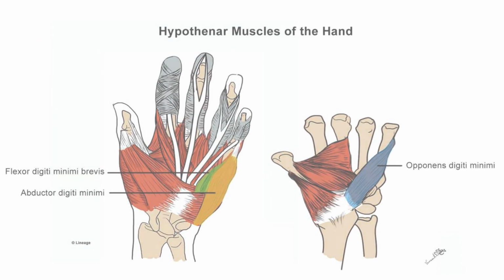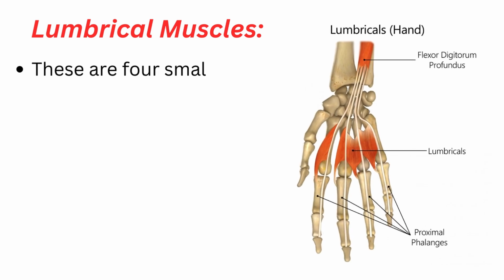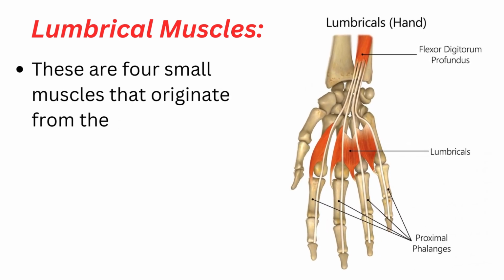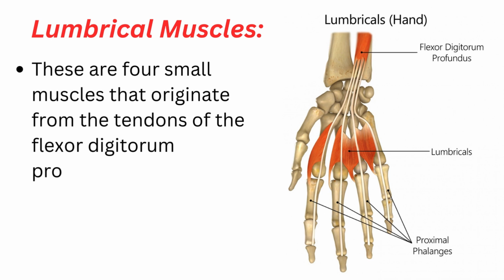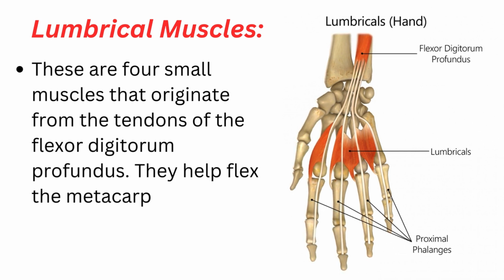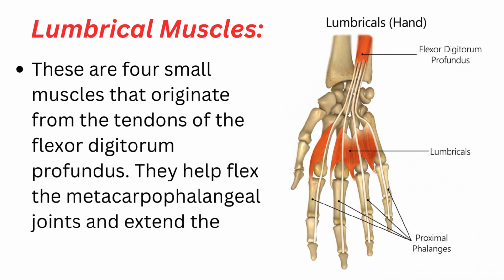Lumbrical muscles. These are 4 small muscles that originate from the tendons of the flexor digitorum profundus. They help flex the metacarpophalangeal joints and extend the interphalangeal joints.